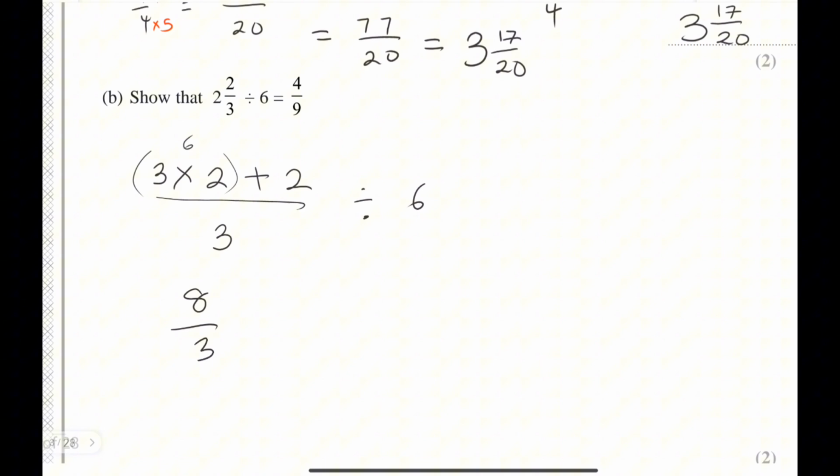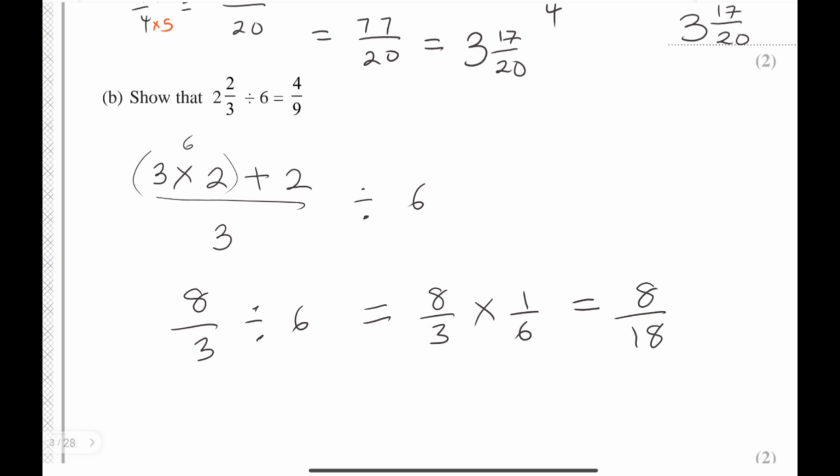So this is 8 over 3 divided by 6, which is also equal to, now what do we do in this case? We keep the left 8 over 3, we change the division to times, and we flip the 6, so it becomes 1 over 6. And this is going to be the same as, now if we multiply 8 times 1, we get 8, and 3 times 6 is 18.